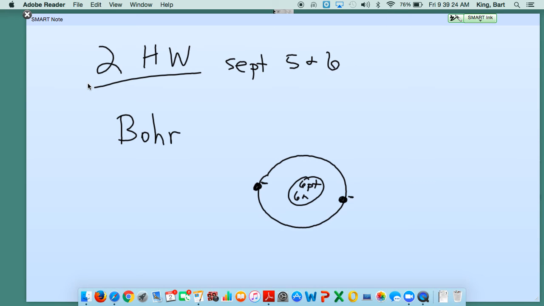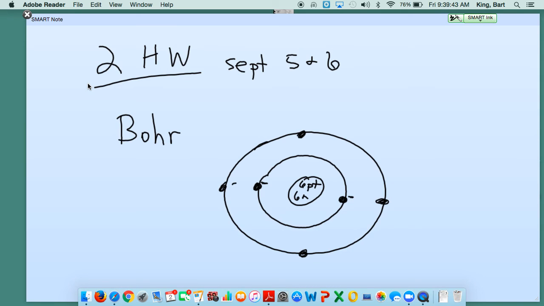All right, I got 2. How many do I need? 6. 6 or 4 more. 2 fit here, so to get the rest of them, I've got to draw another energy level, and I need to put my other 4 here. Now I have finished drawing my Bohr diagram for carbon 12. Okay? All right, that's a Bohr diagram.